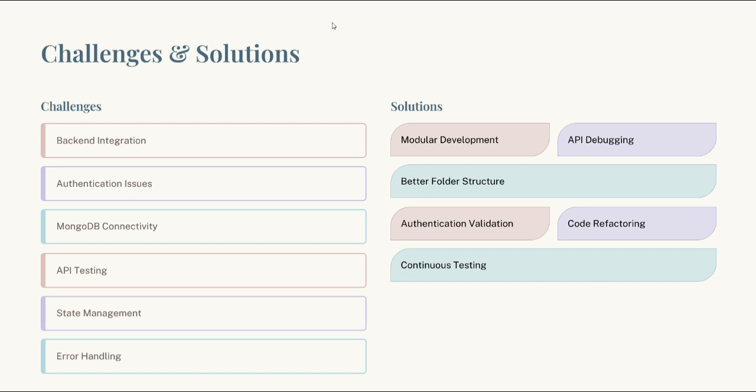To overcome these challenges, we followed a systematic debugging approach. APIs were tested individually before integrating them with the frontend. We organized the project using a modular folder structure, making the code easier to maintain. Authentication logic was improved through validation and testing. Regular testing helped us identify issues early and improve the application's overall stability.